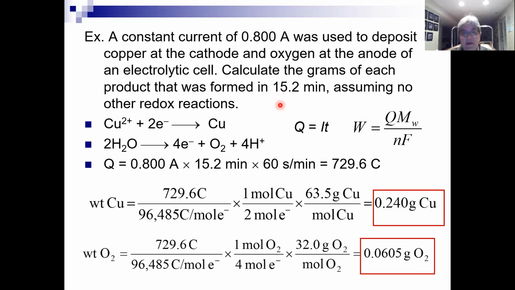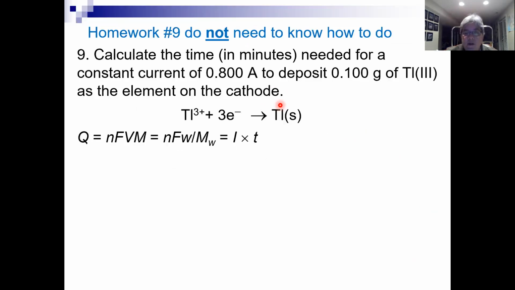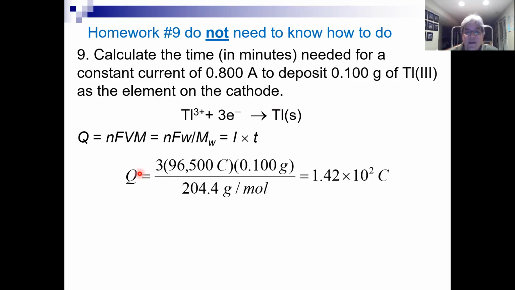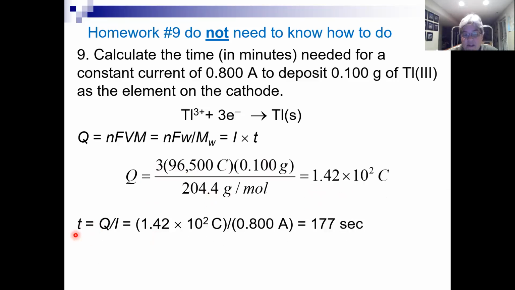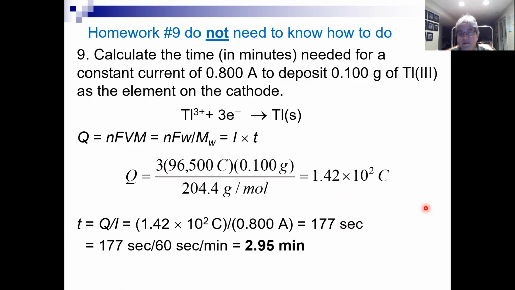Another example, this is one of your homework problems in the book, but again, you do not need to know how to do this. Now they're wanting to know how much time would we need to deposit 0.1 grams of thallium-3. Okay, so again, these are equations, and we're depositing thallium, which is 3 electrons. So I can calculate Q. I know N, I know F, I know the weight, I know the molecular weight. So this is my Q. And then remember, Q is equal to IT. So I can calculate time, but they ask for time in minutes. So I do a little bit of simple math, I get 2.95 minutes. Okay, so that's just a couple example calculations.